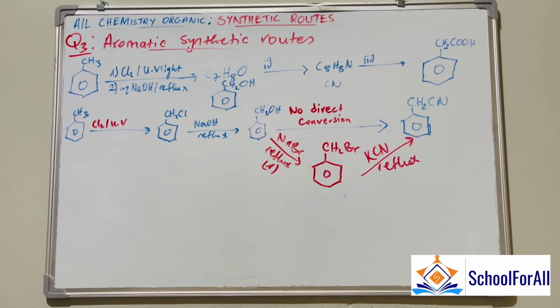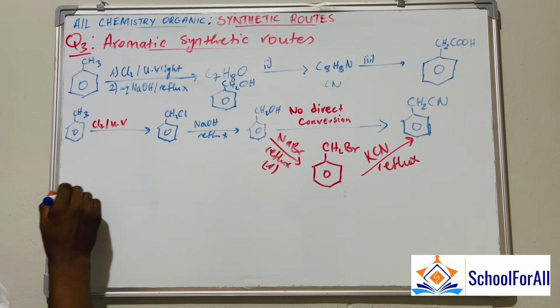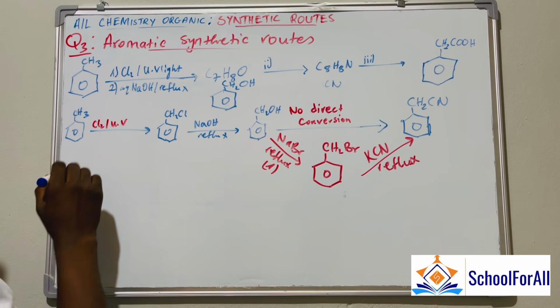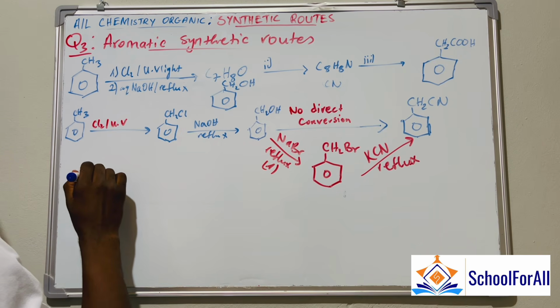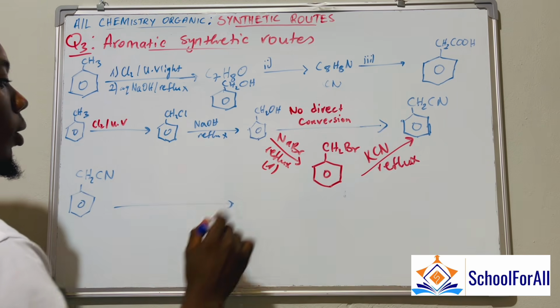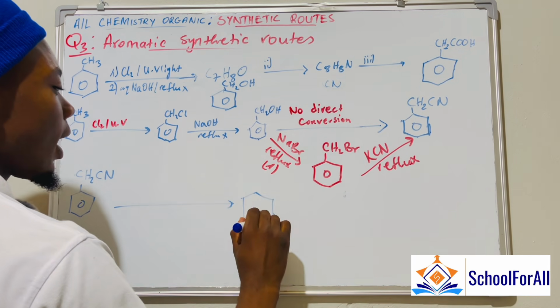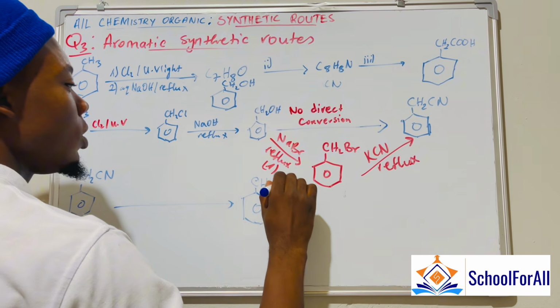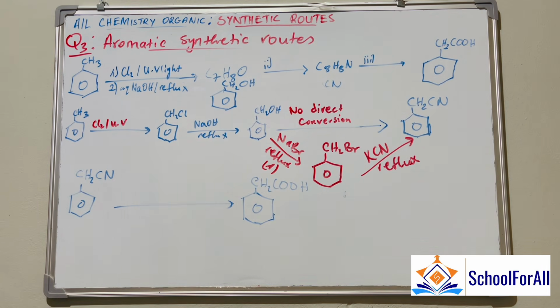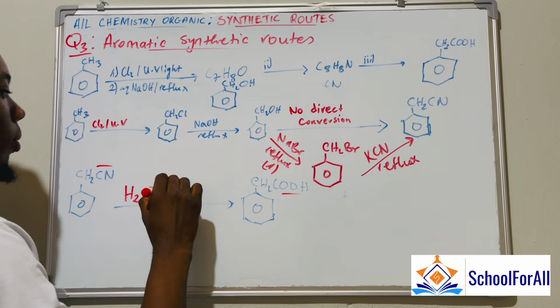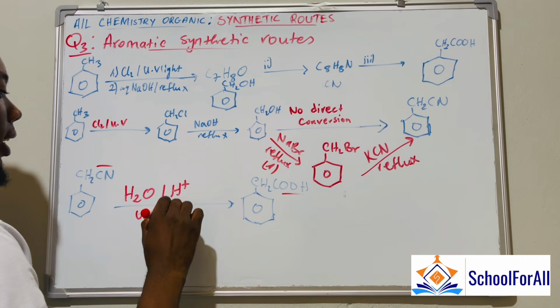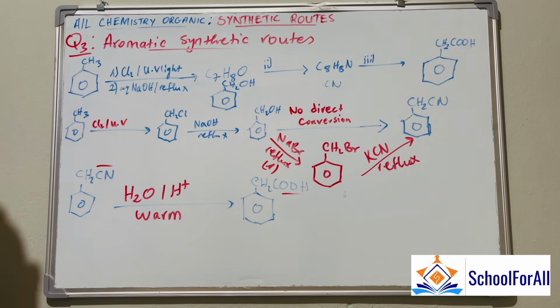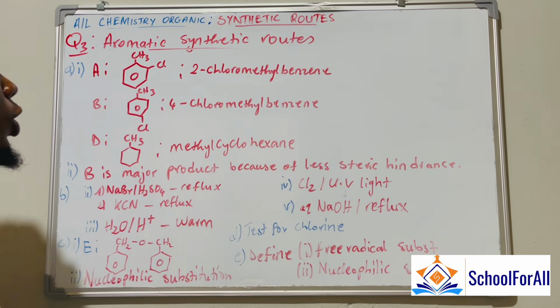Now for the last conversion, I have my nitrile compound and I want to convert my nitrile compound to carboxylic acid. So this one is a standard. Whenever you want to convert the nitrile functional group to the carboxylic acid functional group, you simply add acidified water and you warm it. So finally you have your organic compound.